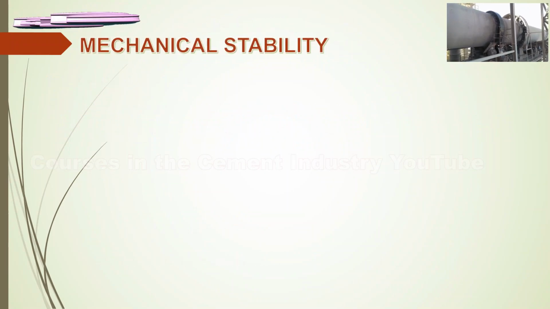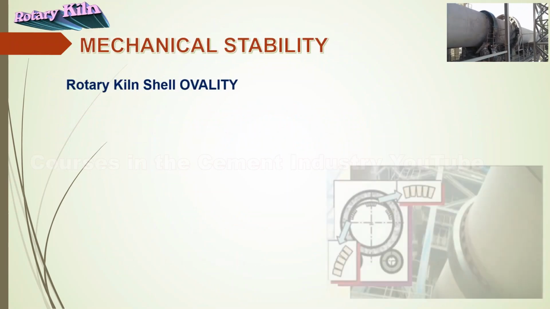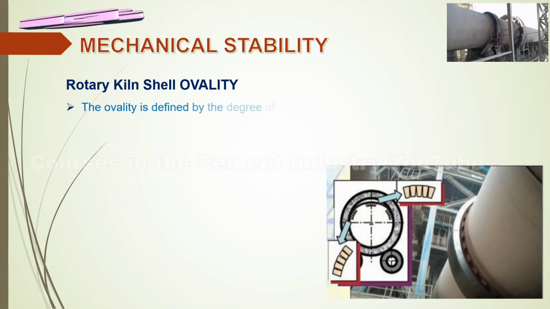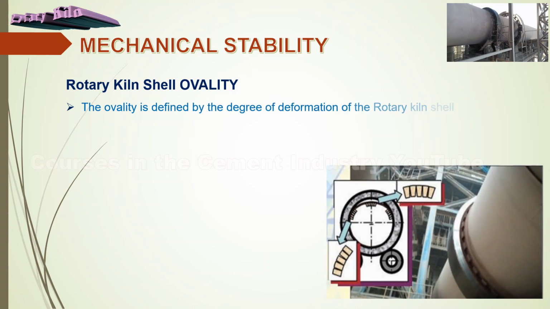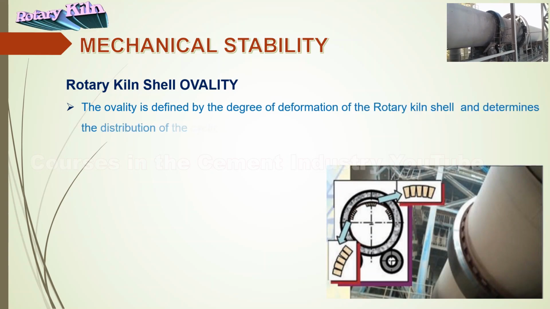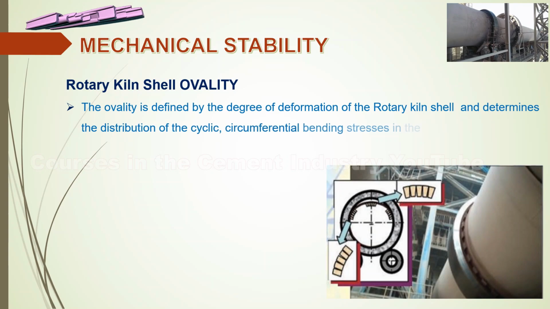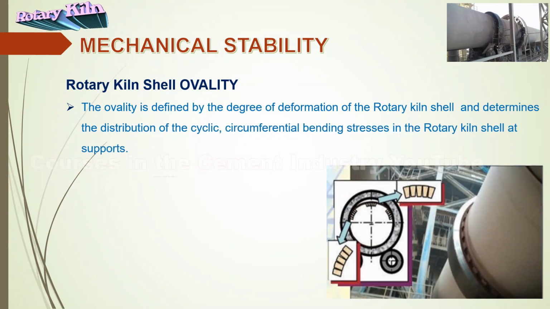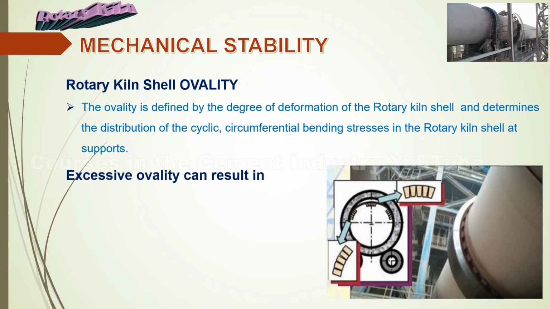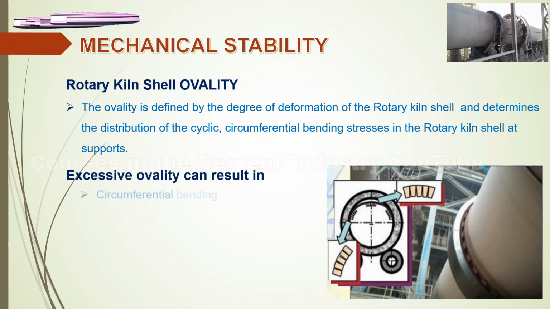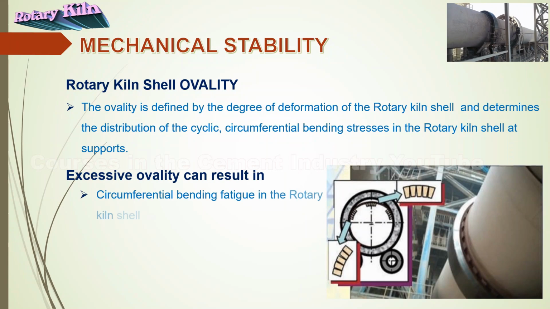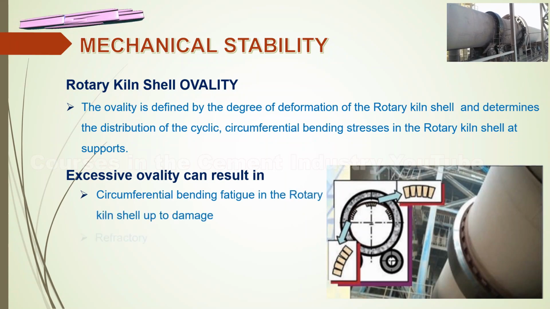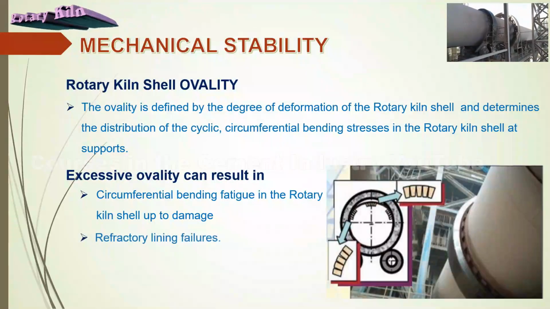Mechanical stability. 1. Rotary kiln shell ovality. The ovality is defined by the degree of deformation of the rotary kiln shell, and determines the distribution of the cyclic, circumferential bending stresses in the rotary kiln shell at supports. Excessive ovality can result in 1. Circumferential bending fatigue in the rotary kiln shell up to damage. 2. Refractory lining failures.